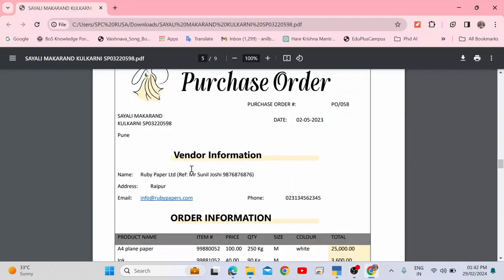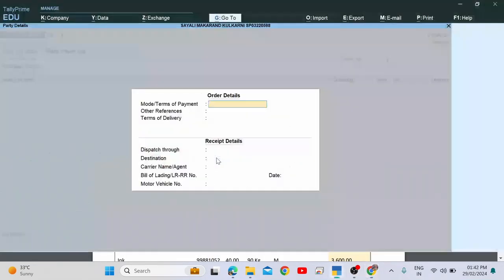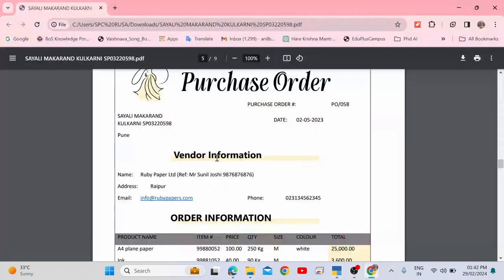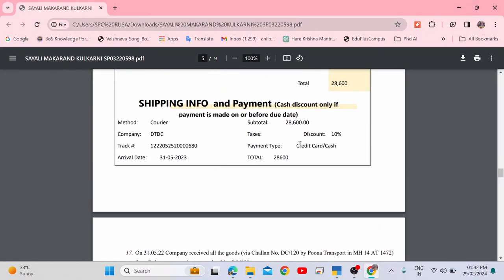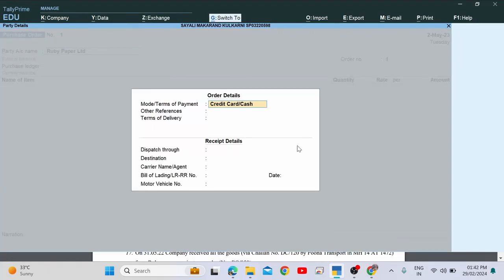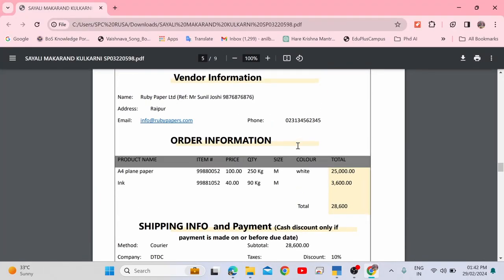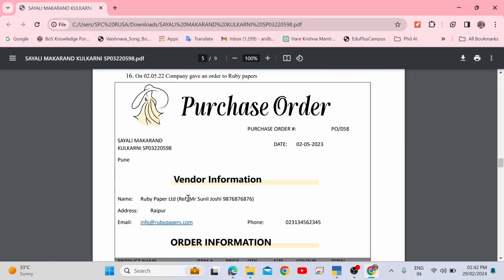Here in Tally, we want terms or mode of payment. Now have they mentioned anything about terms or mode of payment? Now the payment type or the terms. Here you will get mode. What they're saying, either credit card or cash. Just copy it, credit card or cash, and then here paste it. Other reference in this company, whom to approach? Mr. Sunil Joshi.